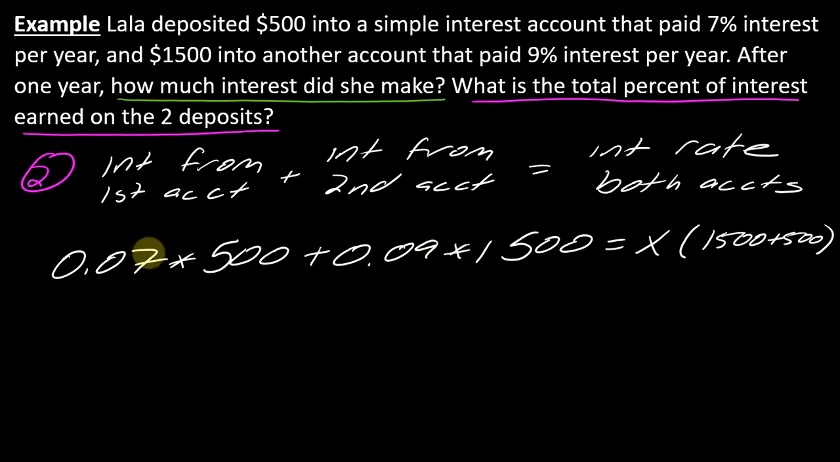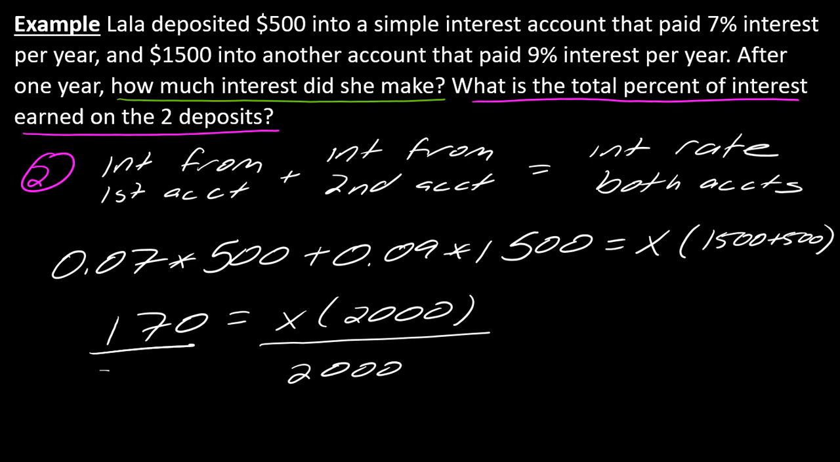Now, we already did this math over here, right? So this was 170. So I know I made $170 off of the interest from both accounts. So what interest rate would that be then on just the $2,000 in general? So basically now I have to just solve for X. So I can divide both sides by 2,000 like this. So I get X equals 0.085. So what that means then is the total interest rate split between the two accounts came out to 8.5%.